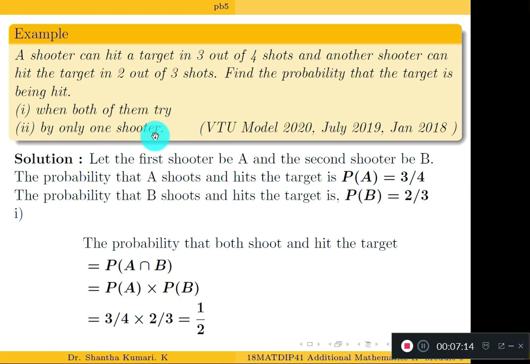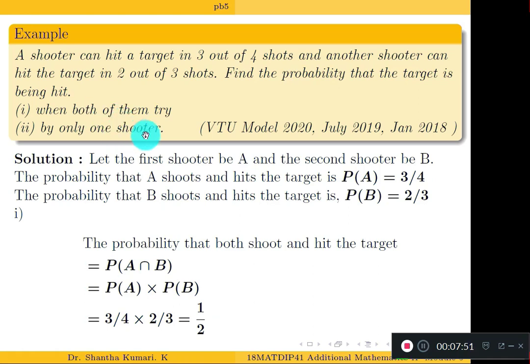Already we worked out some problems with this. Both means intersection. Exactly one means either only A or only B: A intersection B complement or A complement intersection B. Same meaning here. The only problem is the sentence is new. It is similar to your worked out problem. Just check it. What is P of A? A hits the target 3 by 4 and B hits the target 2 by 3. Both of them hit the target: A intersection B. That is the answer for the first question. Multiply the probabilities and write your answer.